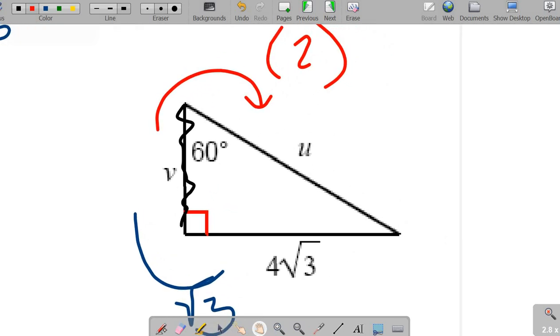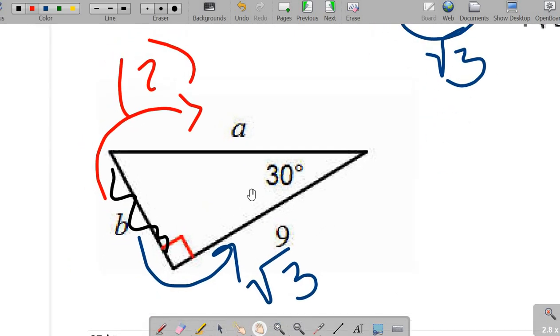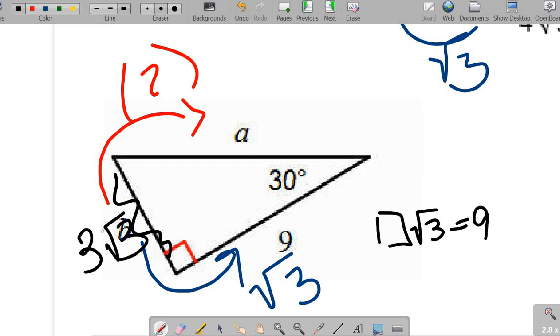Right here, something times root 3 is 4 root 3. The answer is 4, which would make this 8. Something times root 3 is 9. Correct answer is 3 root 3. This would be times 2 on the outside, 6 root 3.